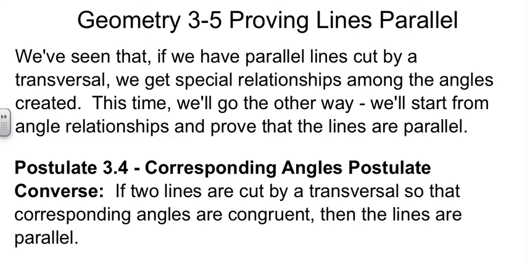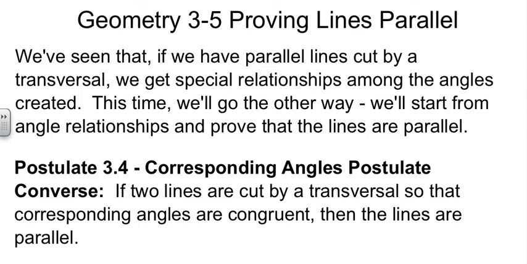This is Geometry, Chapter 3, Section 5, in which we will be proving lines are parallel. If you think back to what we did in Lesson 3.2, we started with parallel lines, we cut through them with a transversal, and we got special relationships from the angles. This time we're going to go the other way. We're going to know that the angles have special relationships, and we're going to use those relationships to prove that means the lines are parallel.